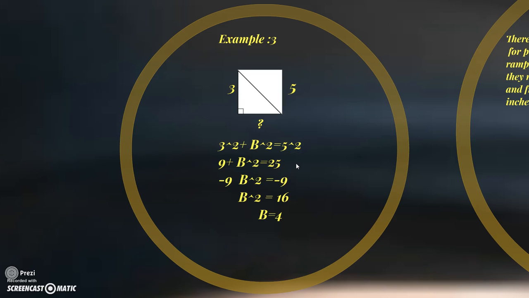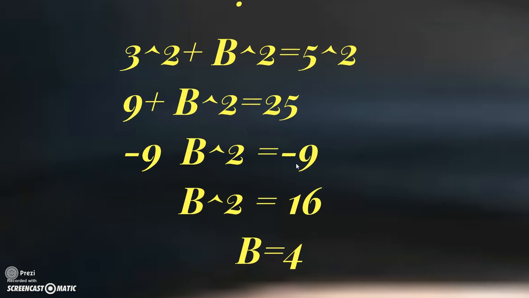Example 3. For this equation, we have to find leg b. 3 squared plus b squared equals 5 squared. 9 plus b squared equals 25. Subtract 9 from both sides: b squared equals 16. If you take the square root of 16, you get 4. So b equals 4.